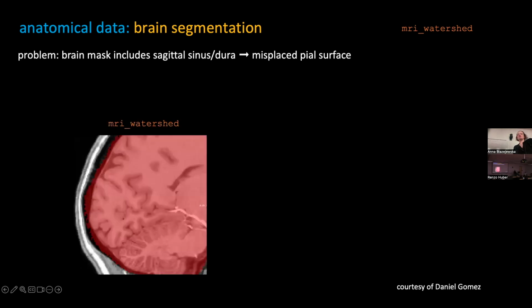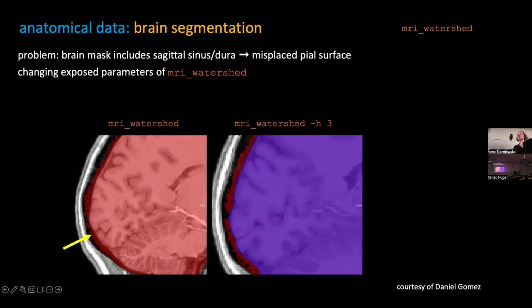So here is an example of the mask that is just a little too big. And this is again work by Daniel, who was trying to optimize it. So you can see that's the problem. And the first order approach is to change the parameters of the mri_watershed. So we can, for example, change this H parameter. That's I believe a pre-flooding height. And as you see, when we modify this parameter, we are getting better results here on the back of the head. It actually looks pretty nice now.